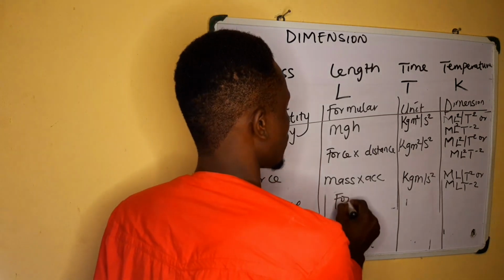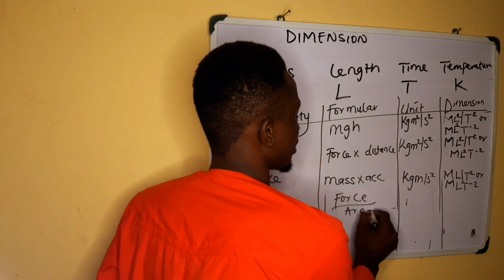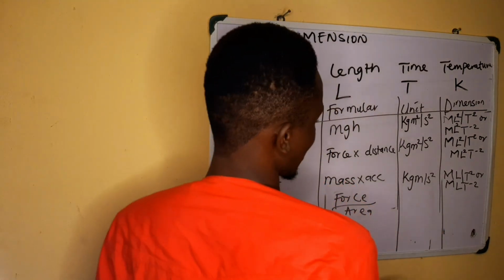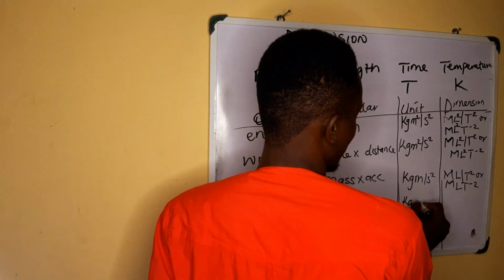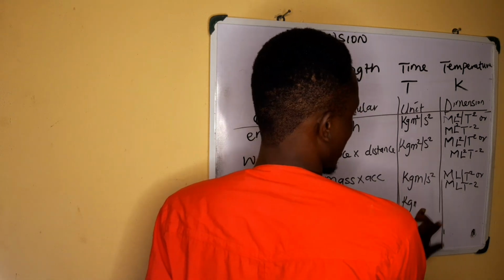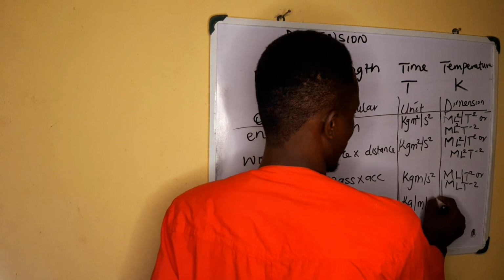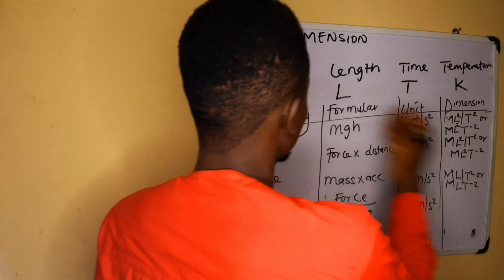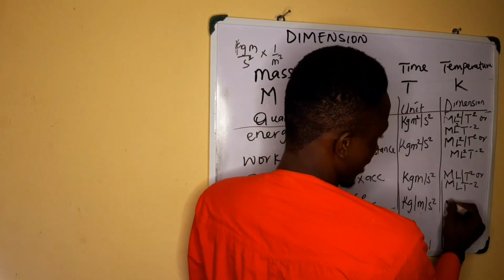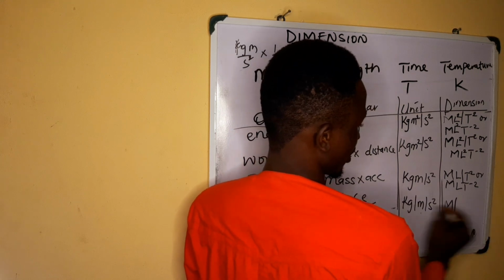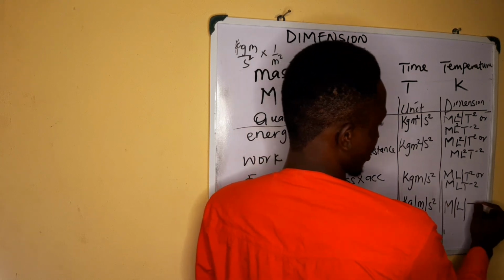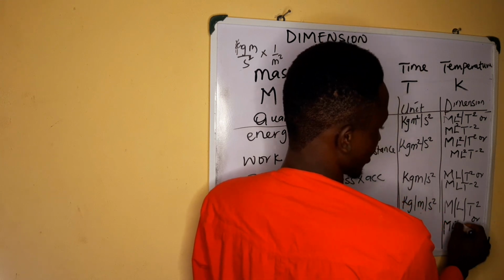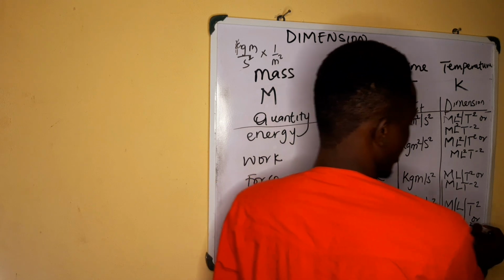Pressure is force over area. So what is the basic SI unit? The basic SI unit is going to be kg per meter per second square. That is the basic SI unit of what? Pressure. So now let's transcribe it into the dimension. It's going to be M slash L slash T squared, or better still written as M L to the power of -1, then T to the power of -2.